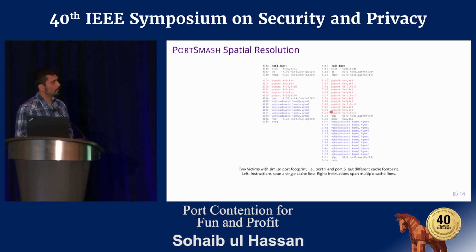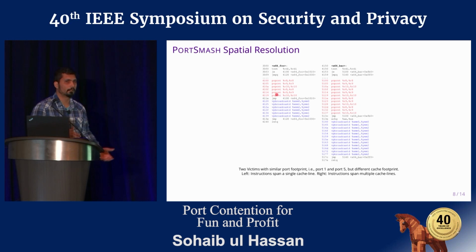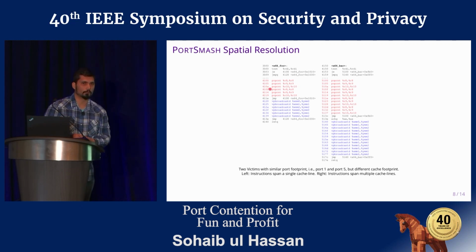So this second victim is a good target for attacks such as Flush+Reload or other cache-based attacks. But those attacks will not work on victims which reside within one cache line, for example. For PortSmash, it doesn't really matter as long as we are able to identify the victim's port usage footprint.